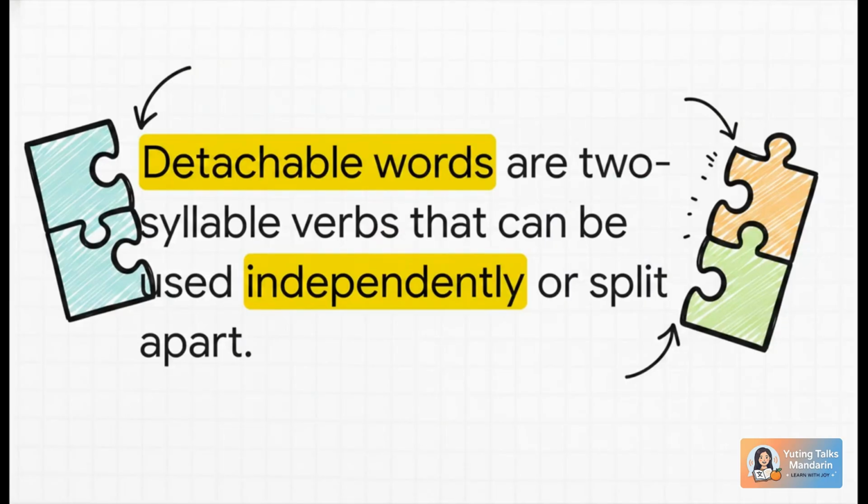So to wrap up this first concept, just remember this. Detachable words are simply verbs that can stay together or pull apart, exactly like puzzle pieces.